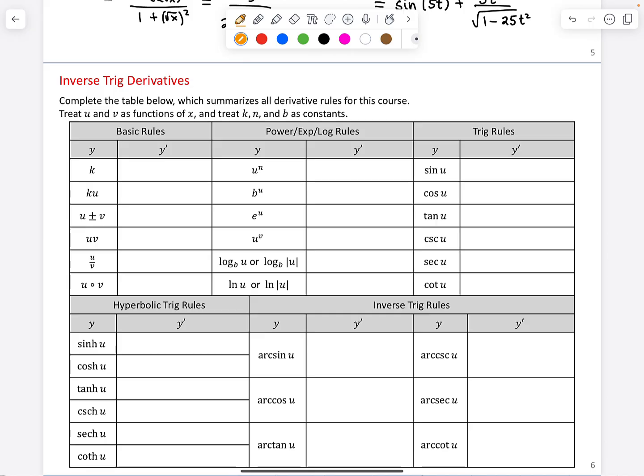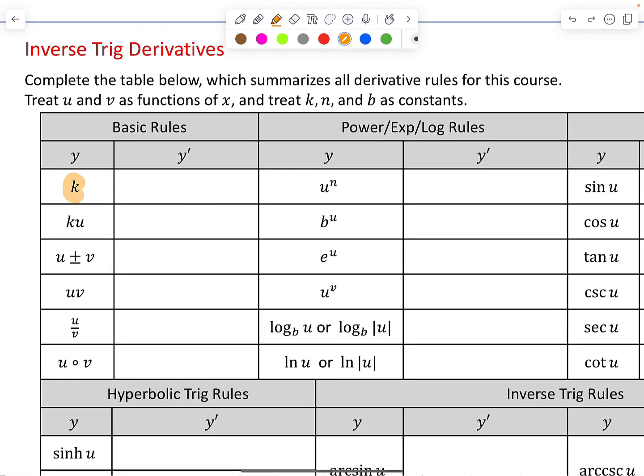This page is a summary of all the derivative rules that we have learned up to this point. We're going to treat u and v as functions of x, so we're going to assume x is always the independent variable, and we're going to treat k, n, and b as constants. The first column will be the function y, and then we're going to fill in the formula for y prime, its derivative. So if y is a constant, then its derivative will be 0.